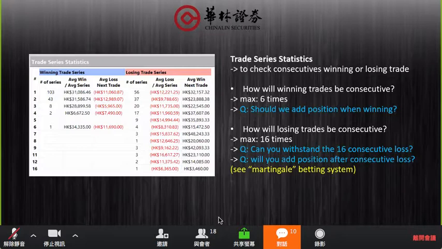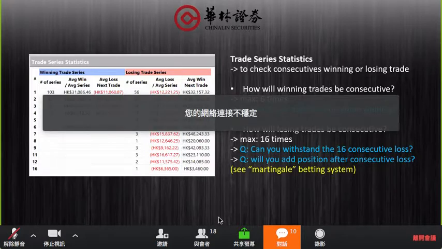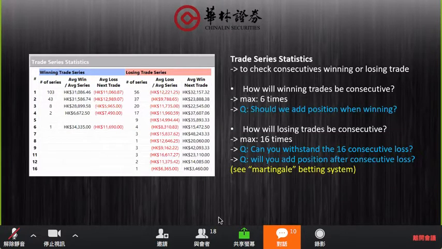Because when you're trading, actually, every single minute you are dealing with some out-of-sample data. When the data are out of sample, do you expect to have a stop for yourself, right? This is like a contingency plan to protect your capital. Okay. Also the 16 consecutive losses, can you withstand it? That's one question.